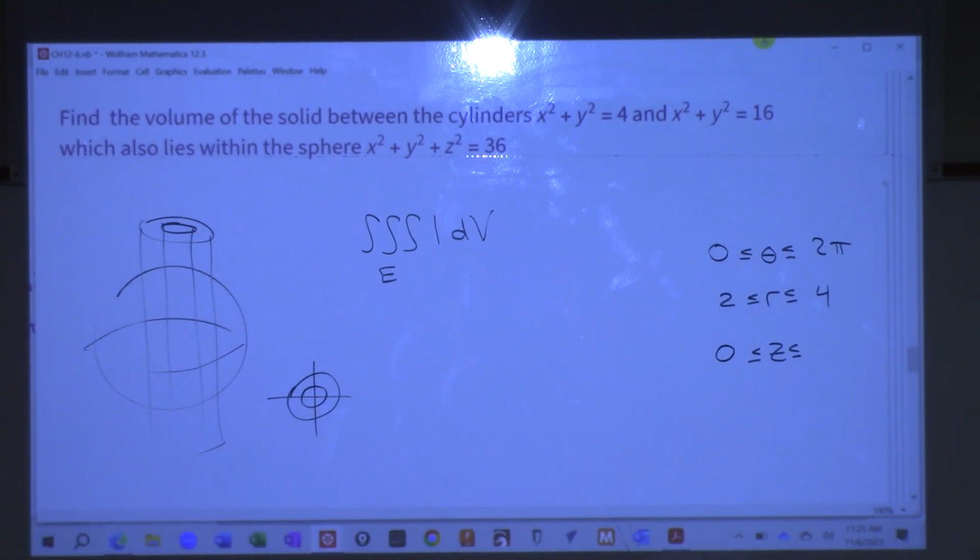What are your thoughts? What is the top surface? Is it something with 36? Well, I don't know, that's what I'm asking. What is controlling the top of this thing? What does the top of this thing look like? Is it flat? Was it a flat top? No, it's curved. What's controlling the curve?